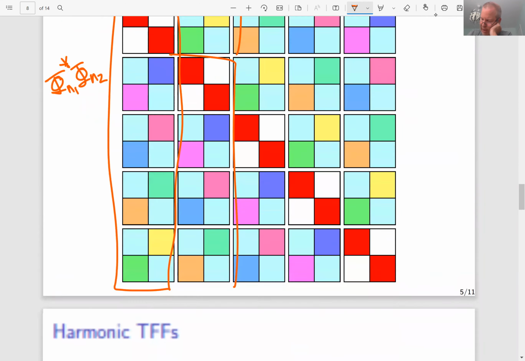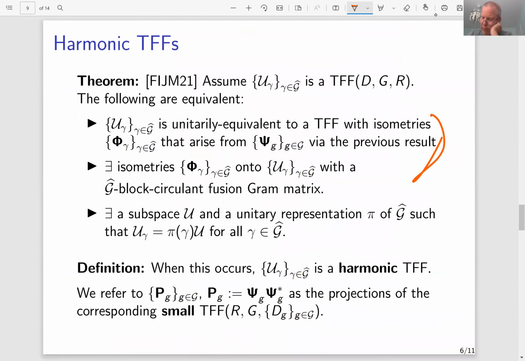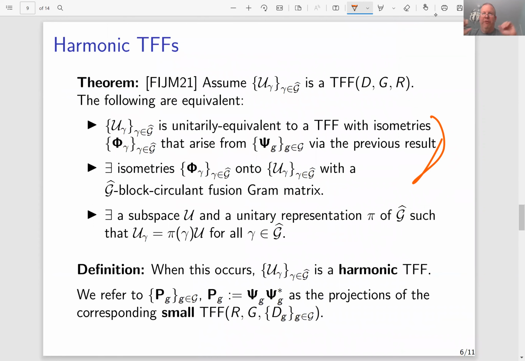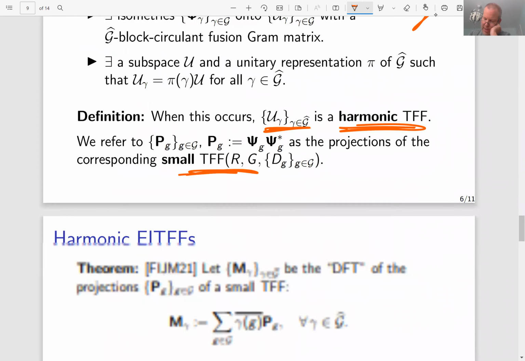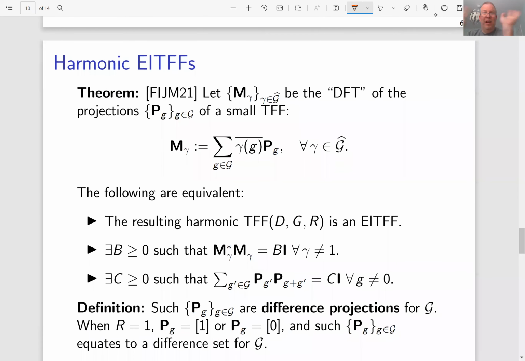Basically, we have a theorem that guarantees that that will work in general if and only if your gram matrix has this block circulant structure. In other words, if you have a first column and you obtain the other ones by shifting it down. When this occurs, we say your subspaces form what's called a harmonic type fusion frame. And we refer to the small type fusion frame as literally the small type fusion frame. All right, none of that theory in itself is characterizing equi-isoclinic type fusion frames. It's about just type fusion frames.